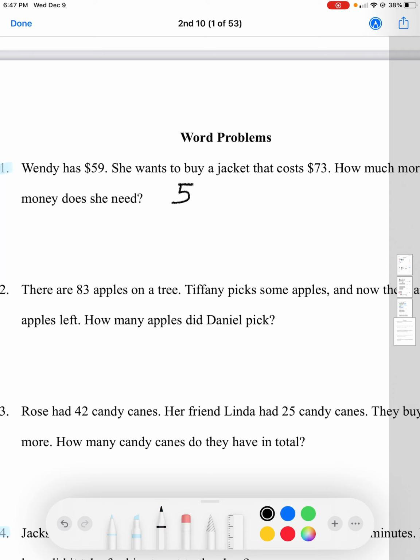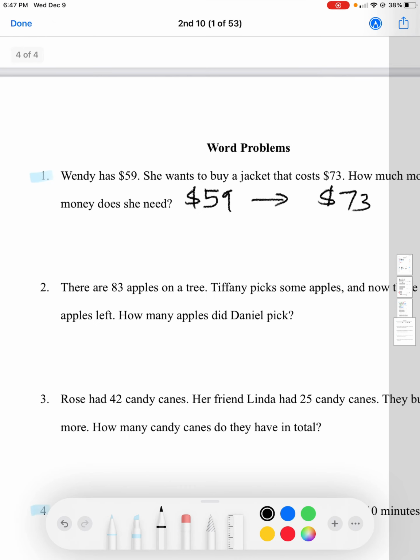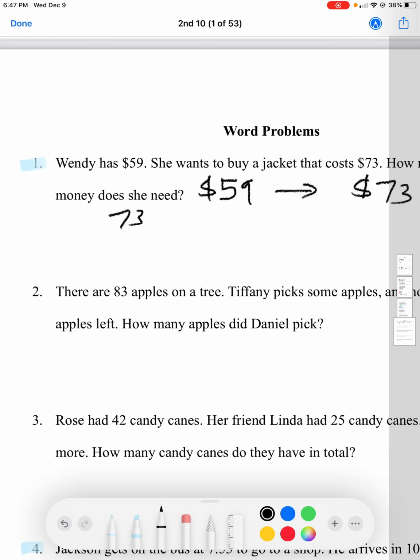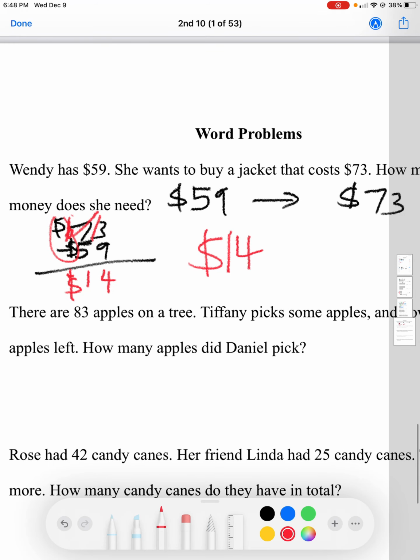So we'll write the question right here. Oops. Yeah, sorry, 59. She has $59, and then she needs a 73. So we're looking for the missing amount of money between the 73 and the 59. So we're looking for the difference. So that is subtraction. It would be 73 minus 59. So here we have 3 minus 9. Since we cannot do that, we'll regroup. And then bring the 10 over to the ones place. 13 minus 9 equals 4. 6 minus 5 equals 1. And we'll bring down this dollar sign right here. So Wendy needs $14 to buy the jacket.